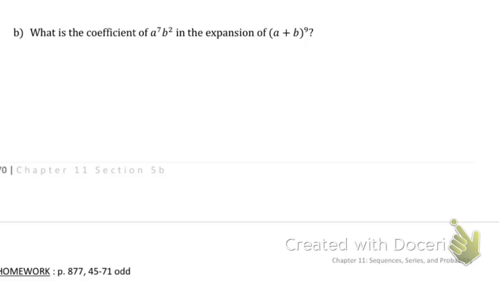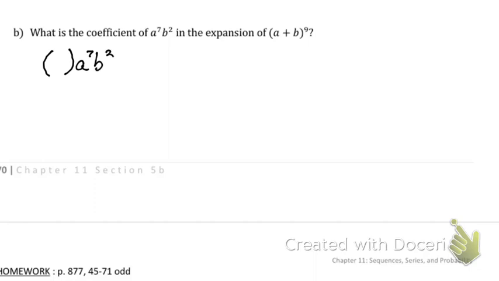All right, the next one is slightly different, but very, very similar. It says, what is the coefficient of a to the 7th b squared in the expansion of a plus b to the 9th? So if you remember, our coefficient is just a choose function. It's a number, choose another number. I did write it kind of out. So we're looking for what goes in here in front of a to the 7th b squared.